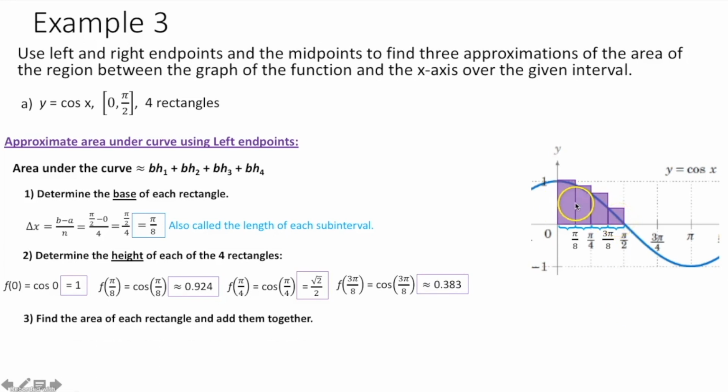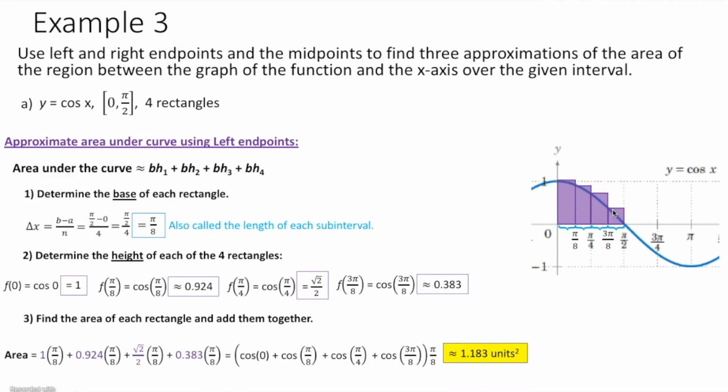Now, to get the approximate area under the curve, I take the area of those rectangles, add them together, simplify it. I end up getting approximately 1.183 units squared. That gets me the approximate area under this cosine curve from 0 to pi over 2.